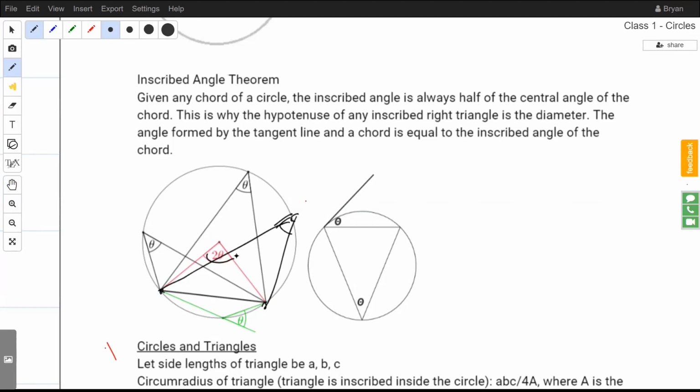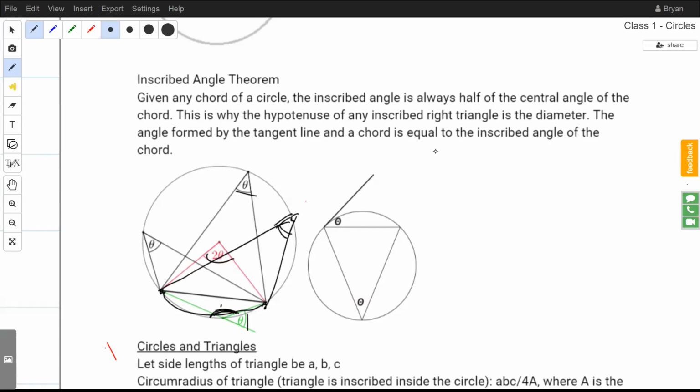In addition, this green angle, which generally isn't too important to consider, is also equal to the inscribed angle, because this angle is a supplement of an inscribed angle, because the two angles together represent half of this arc and half of the large arc. Again, not something that you really need to concern yourself with, but it's interesting to know.